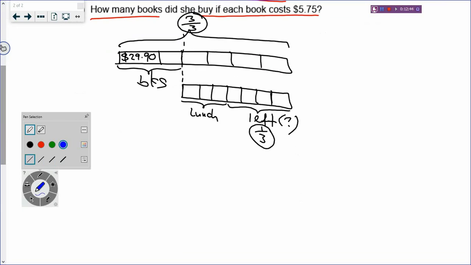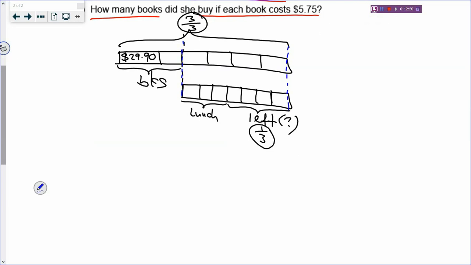Whatever that you drop down, can you see the 4 boxes and the 7 boxes below? Whatever you drop down, you have to make them equal.